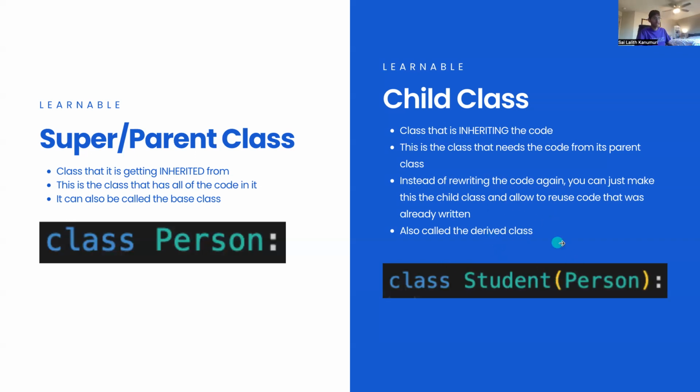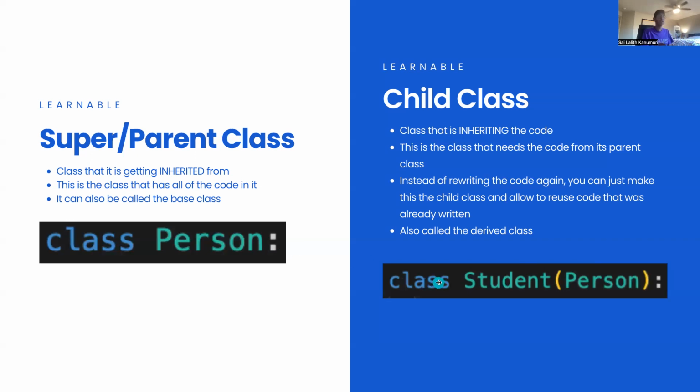And it's also called a derived class. So basically, to sum it up, the parent class is a class that's being inherited from, and the child class is a class that's inheriting the code. And you see examples here. The parent class Person. This is exactly what we've been working with. So we've been automatically writing parent classes this entire time.